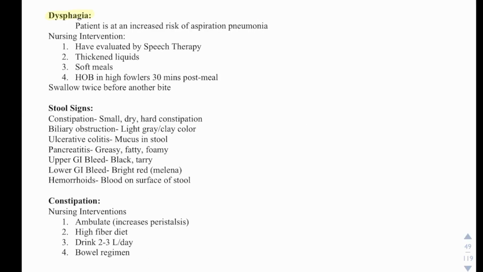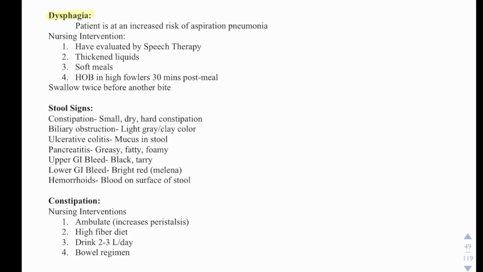Dysphagia. This is a patient at an increased risk of aspiration pneumonia because they have difficulty swallowing. Nursing interventions: have them evaluated by speech therapy. They may need thickened liquids, soft meals, put the head of the bed in high Fowler's for 30 minutes post-meal, and have them swallow twice before taking another bite.